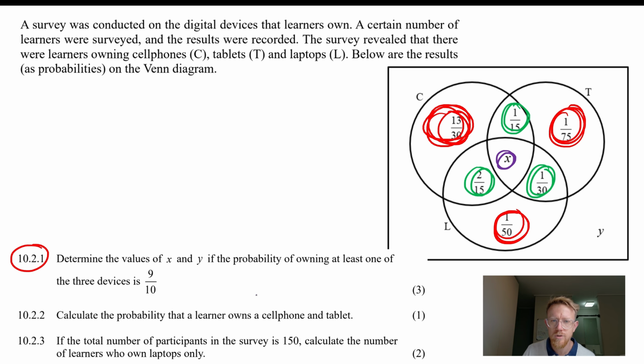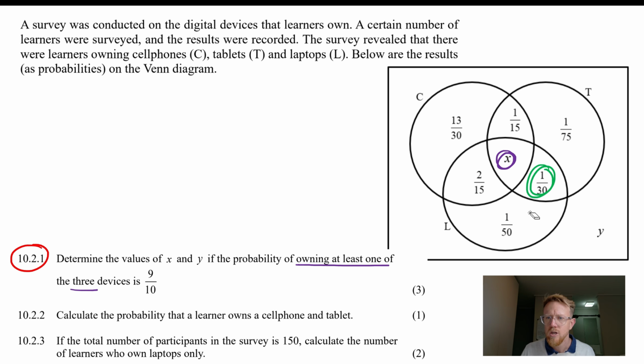So all of those fit into this thing over here because it says the probability of owning at least one of the devices. So that's all of these people. They all own at least one of the devices. Some of them own one, some of them own two, some of them own three, but we can say that they all own at least one of the devices. So all of that must equal 9/10.